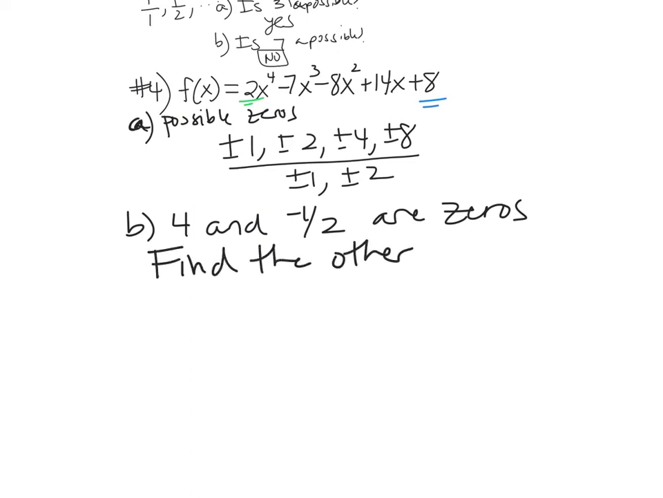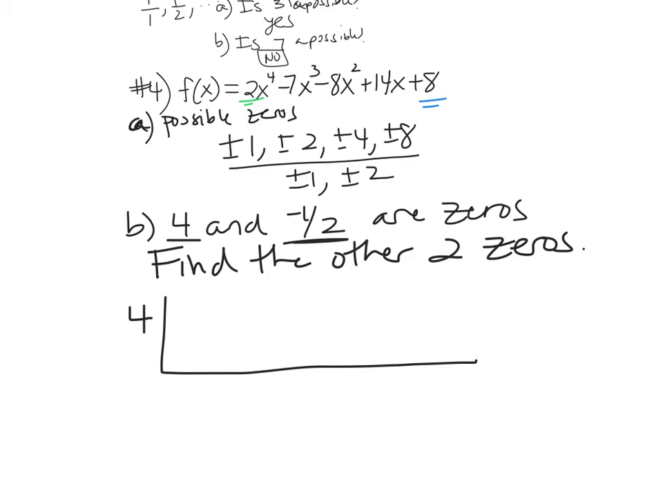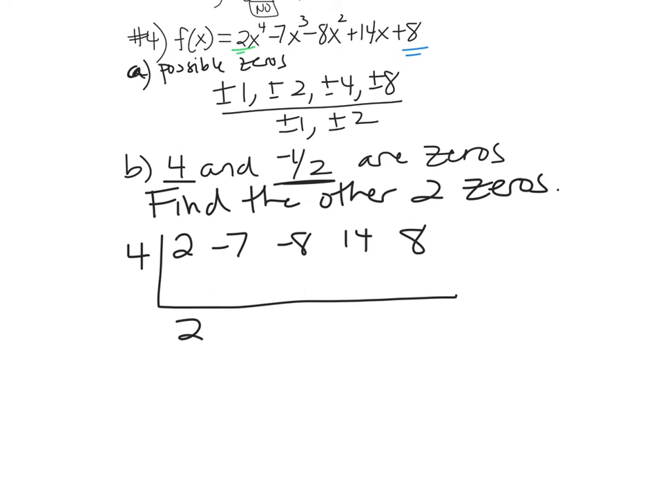This is a 4th degree polynomial, and we're going to have 4 zeros. They're actually all real this time. So we're going to use that information, that 4 and negative 2 are zeros. So let's take 4 and do synthetic division with our polynomial up there, f of x. So we'll go 2, negative 7, negative 8, 14, and 8. Bring the 2 down. 2 times 4 is 8. Add: 1, 4, negative 4, negative 16, negative 2, negative 8, and 0. If you don't get 0 there, you did something wrong. You need to start over.